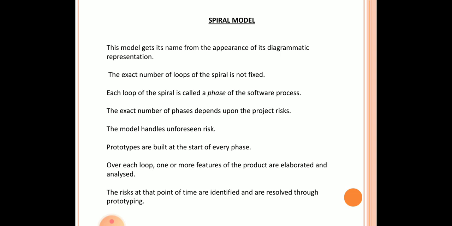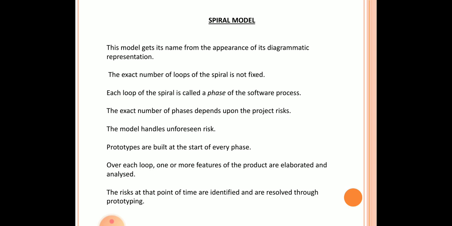The model gets its name from the appearance of its diagrammatic representation. The diagrammatic representation of this model appears like a spiral with many loops. The exact number of loops of the spiral is not fixed. It can vary depending upon the project. Each loop of the spiral is called a phase of the software process. We learned what a phase of the software development process is. Here, each phase forms each loop in the spiral model.